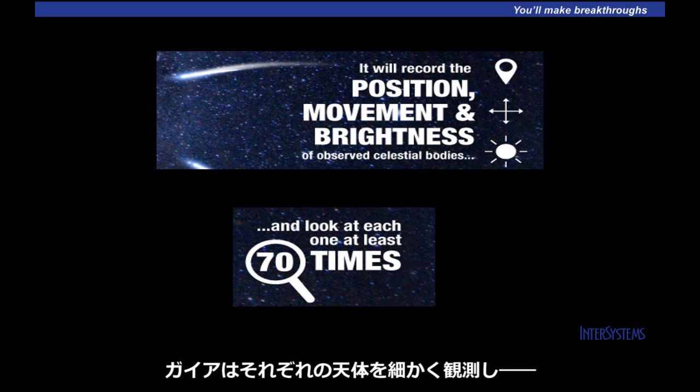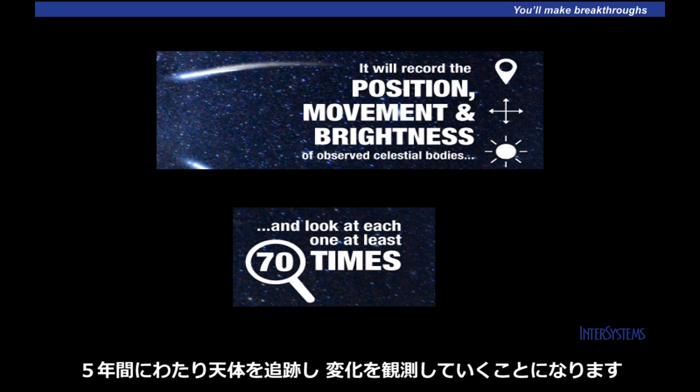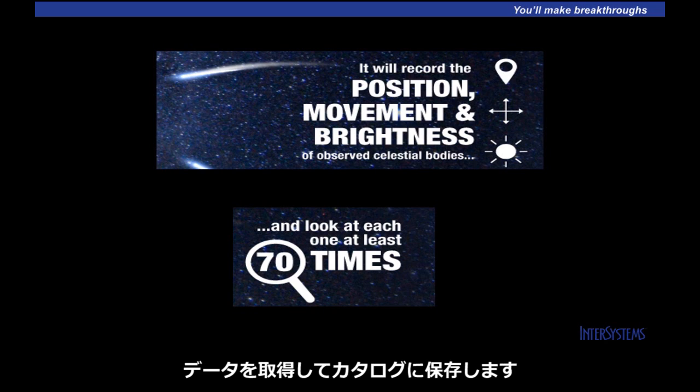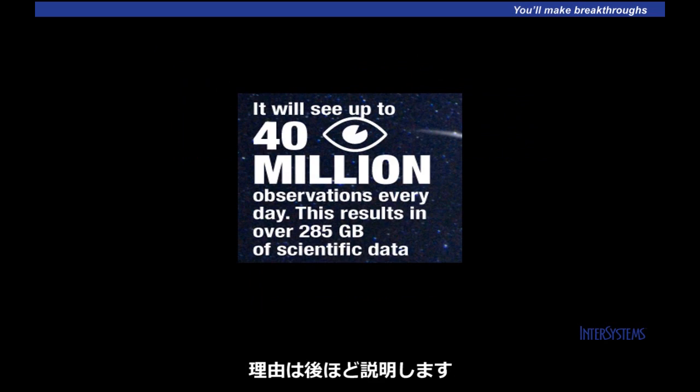For each star or celestial body, brown dwarf, what have you, that Gaia looks at, it's going to record various facts of this particular celestial body. It's going to record things like the position, the movement, the luminosity, etc. And what it's trying to do is keep track of how these objects change over a period of 5 years. So it's going to take up to 70 to 80 snapshots of each object over a period of 5 years. As the objects pass across its focal plane, it'll capture data about these objects, stored in the catalog on Earth. And we'll see why in a second.